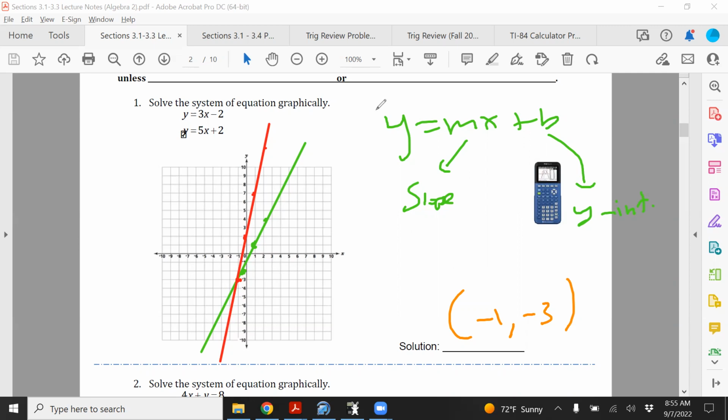I'm glad I made a mistake, because is this a very accurate method? Probably not. So -1, -3 actually does not work, because if I plug into both equations, it doesn't make the first equation happy. It makes the second one happy, but not the first one. So it looks like I kind of goofed with my green line. Let me do the green line again. I'll be really quick.